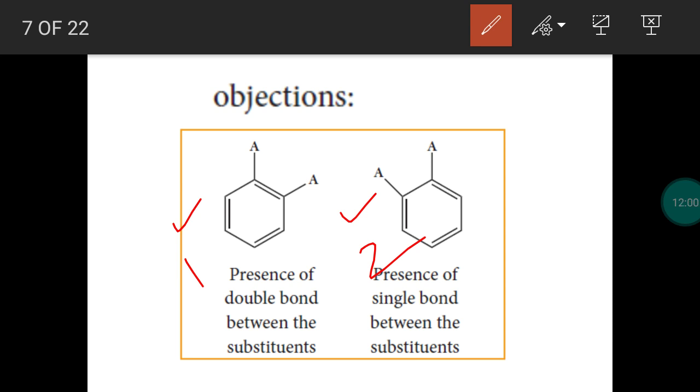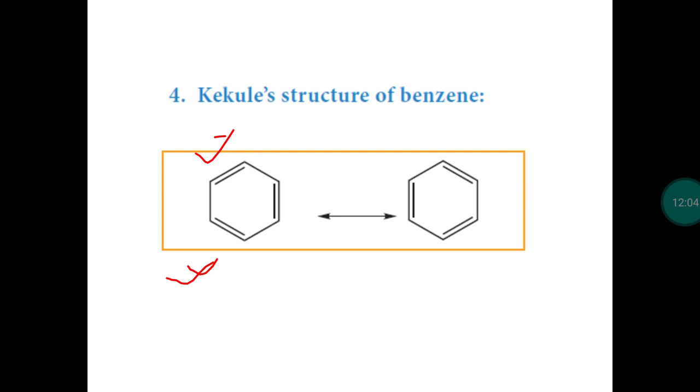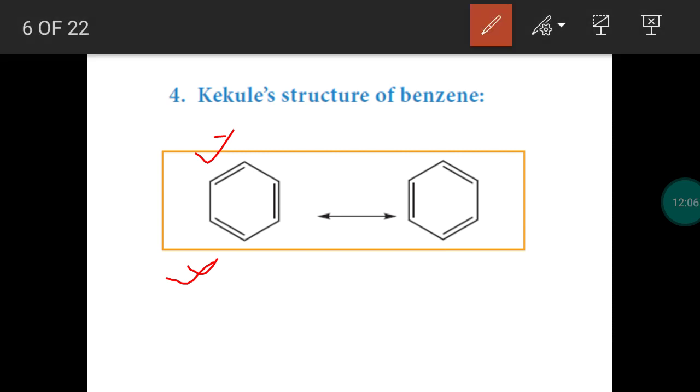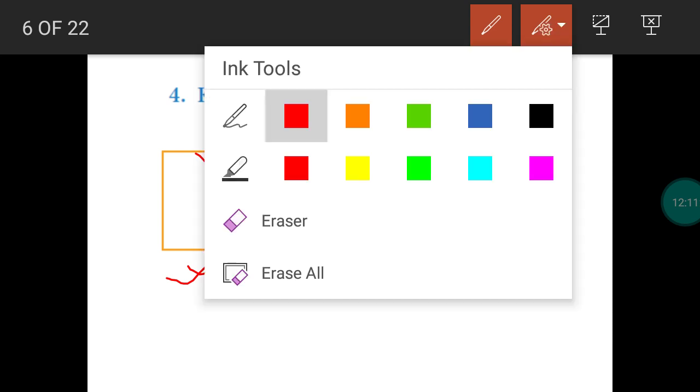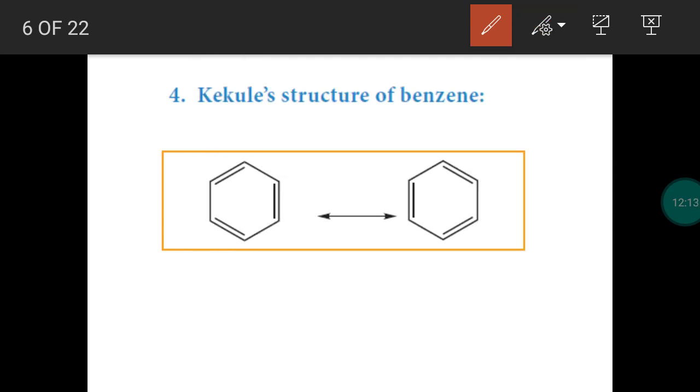these two questions. Rather, he proposed two structures. He said that benzene is a mixture of two forms. This is the first form and the second form, or first structure, second structure. He said that benzene is a mixture of these two forms and these two are in rapid equilibrium. Like that he said.